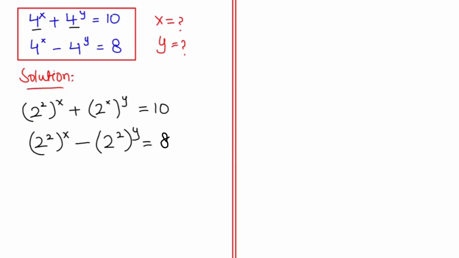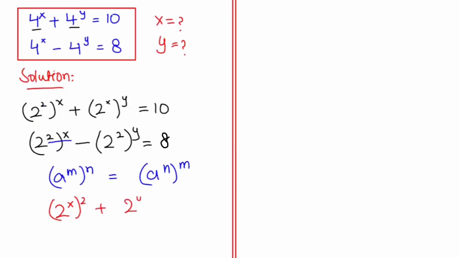Now I am going to use the exponential rule: (a to the power of m) whole to the power of n can be written as (a to the power of n) whole to the power of m. So here I am going to exchange the powers. I will write (2 to the power of x) whole to the power of 2 plus (2 to the power of y) whole to the power of 2 is equal to 10, and this will be turned to (2 to the power of x) whole to the power of 2 minus (2 to the power of y) whole to the power of 2 is equal to 8.